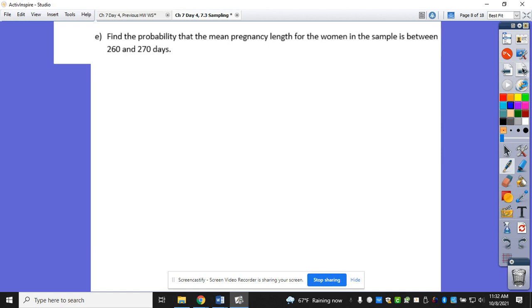Alright, so E asks, what did A ask? Greater than 270? Yes. Let's just switch that to make it the same. And then we have to do one less Z-score. So I'm asking the exact same question, but now what's different? I'm doing it for the mean of a sample as opposed to just for one individual.